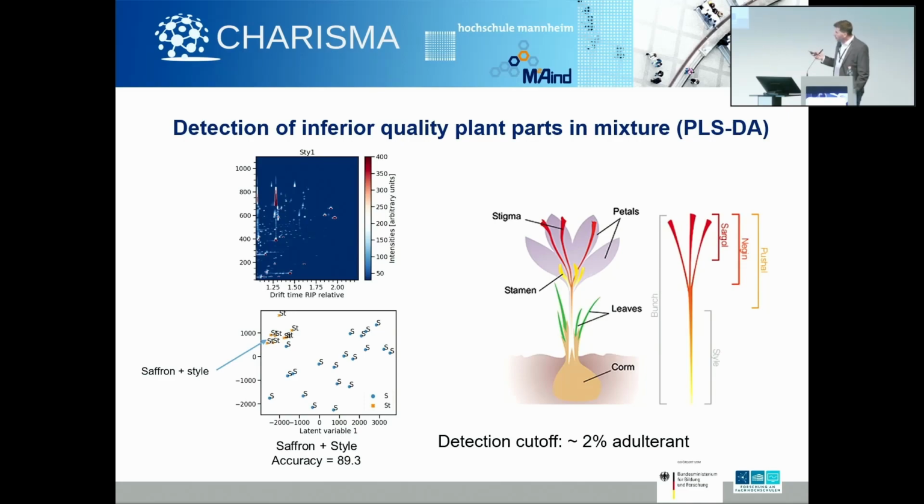And what is even more impressive to me is that we can differentiate between the same plant, but inferior plant parts. If you look at the physiology of a plant, you have the stigma, that is the part that's being marketed as saffron, and the style, the lower part here, is of inferior quality. It's still being used as a spice, but it's worth much less in price. And still, we are able to differentiate roughly around 2% of adulterant.